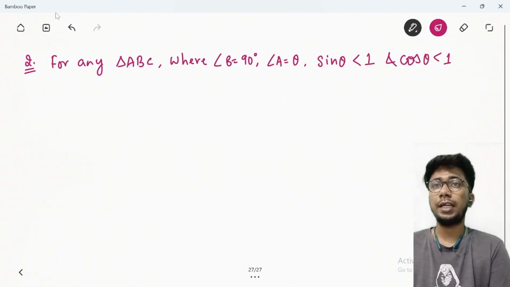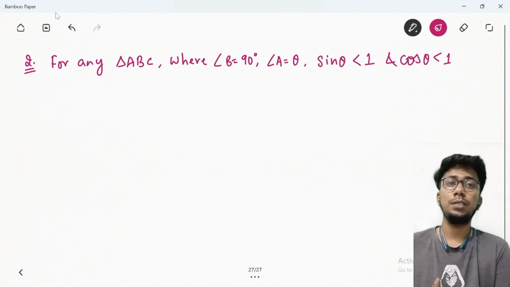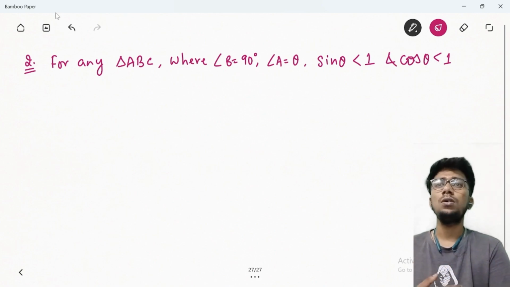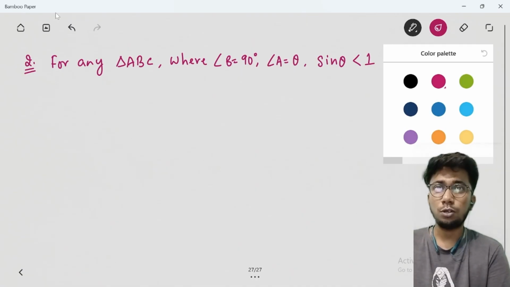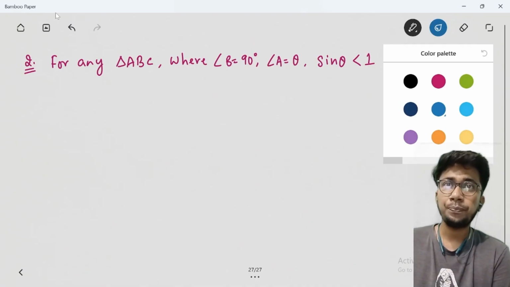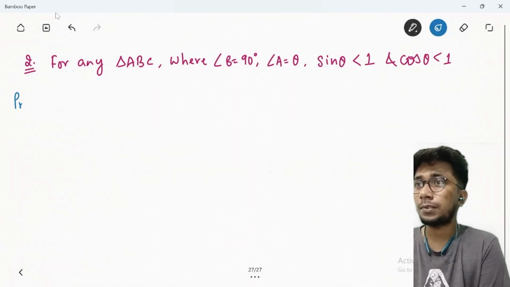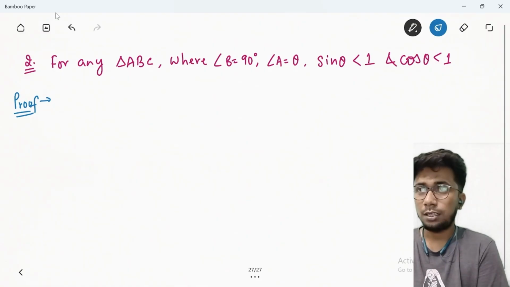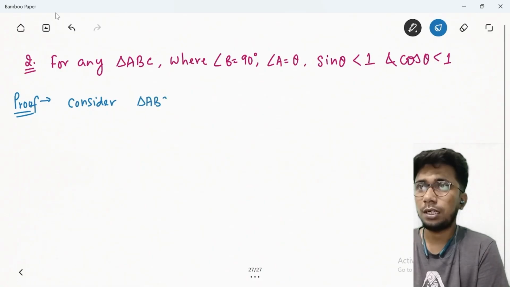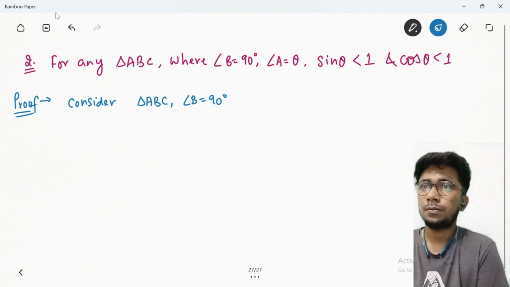आगे की क्लासेस में हम देखेंगे कि इनकी वैल्यूज -1 से 1 के बीच में वैरी करती है, बट फॉर नाउ we need to focus that these two trigonometric ratios are always going to be less than 1. अब एक बार इसका प्रूफ भी देखते हैं. Let's look at the proof. Let us consider a right angle triangle ABC, where angle B is 90 degrees and angle A is theta.